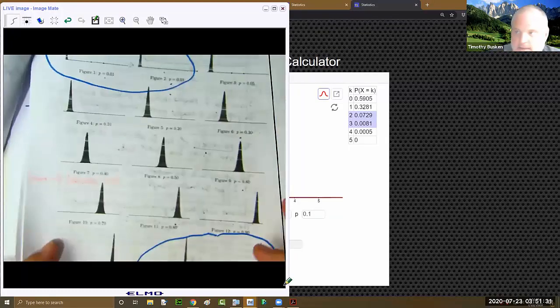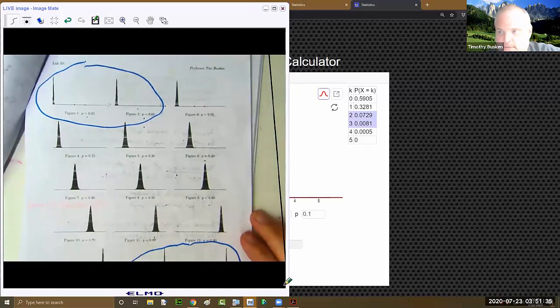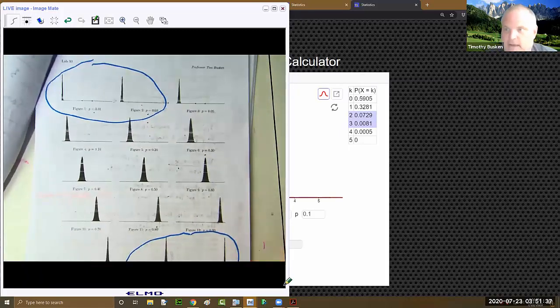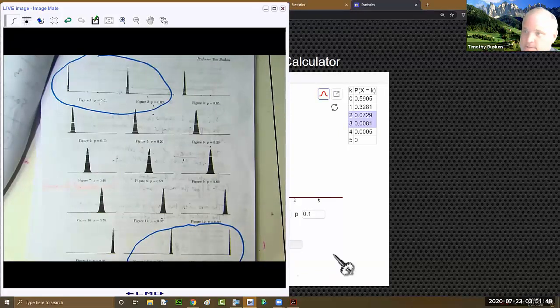Here's a sequence of graphs of normal curves. And what I did was I set the value of n to 300.